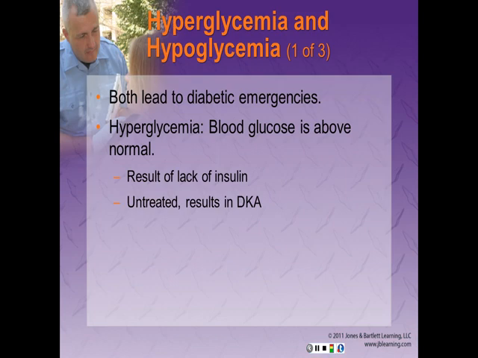Both hyperglycemia and hypoglycemia can lead to a diabetic emergency. Hyperglycemia is the result of a lack of insulin, which causes excessive amounts of glucose to remain in the blood, and if untreated, it results in DKA. The signs and symptoms include, on history, excessive food intake, insufficient insulin dosage, gradual onset, hours to days, warm, dry skin, and infection. In the GI tract, you'll see dehydration, lack of appetite, weakness, nausea, and vomiting.